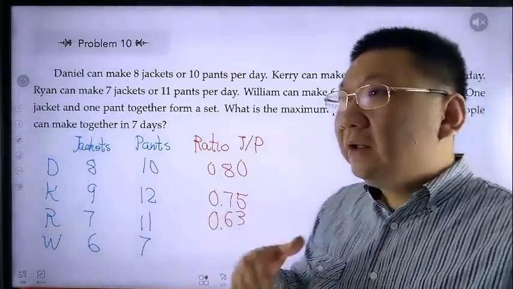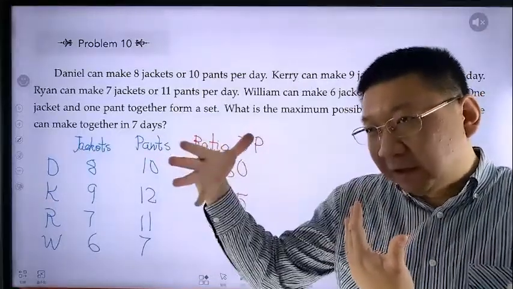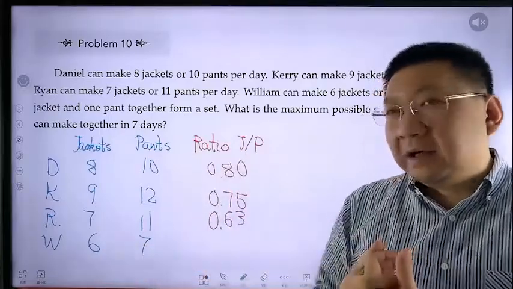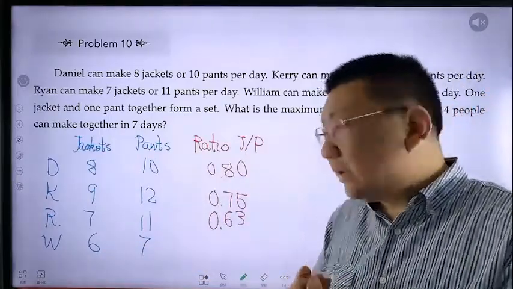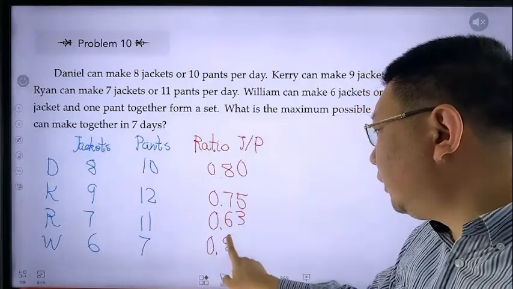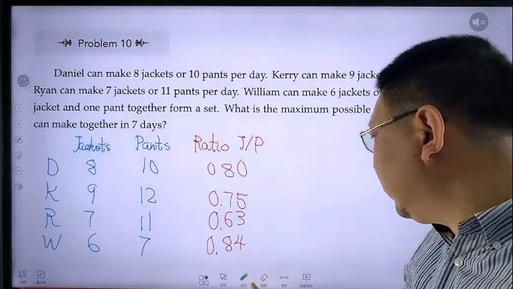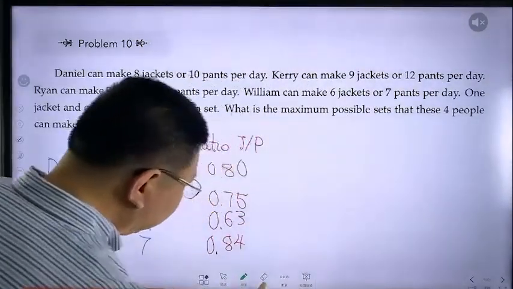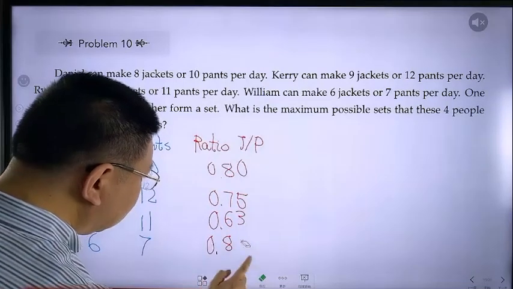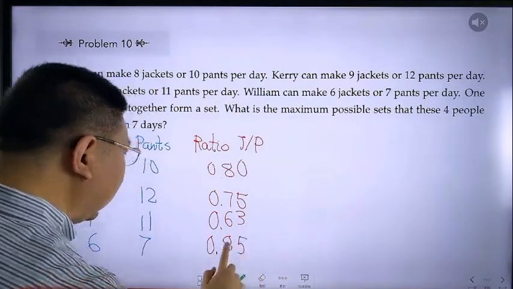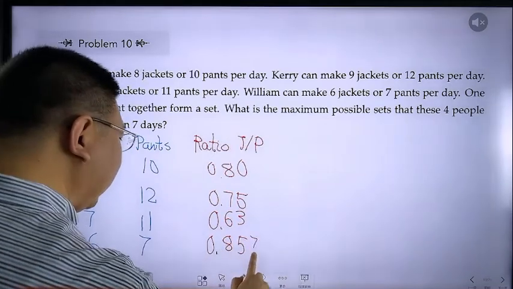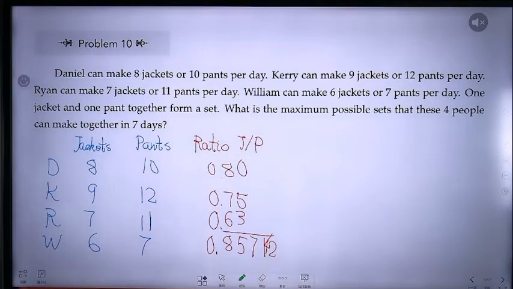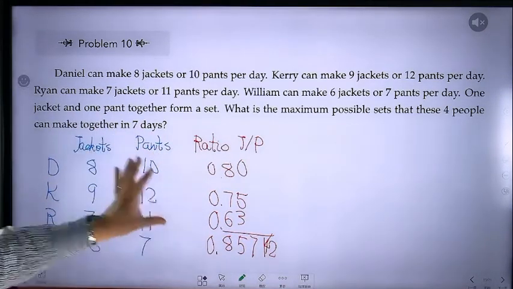6 over 7: each period of the repeating decimal would be a permutation of 1, 4, 2, 8, 5, 7. So 6 over 7 starts with 8, so it will be 0.84. No, this should be 85, because it's repeating 85. 7, 1, 4, 2, repeated, right? Okay, anyway, what we need to do is observe the ratio.